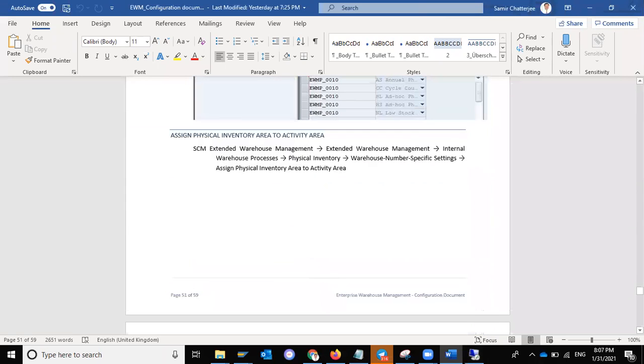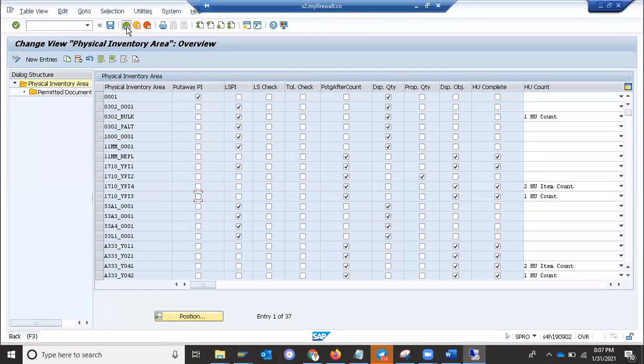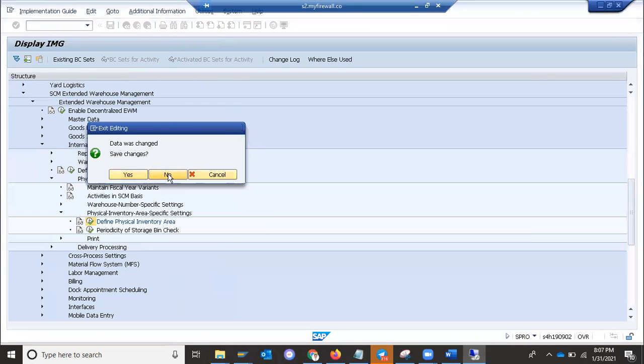We have seen it. Now assign physical inventory area to activity area. The physical inventory area we have defined must be assigned to the particular activity area, where we are doing the activities.